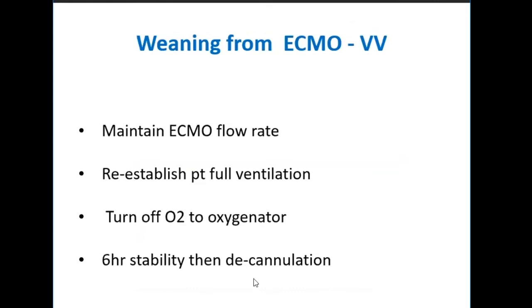Weaning from VV ECMO is simple. You just maintain the ECMO flow rate and you stop the blender. That means you have stopped the oxygen supply and your patient is maintaining oxygenation with conventional ventilation, with increasing FiO2 as the patient demands. If this is maintained for 6 hours, a stable period, you can think to decannulate the patient and wean the patient from VV ECMO. So VV ECMO weaning is relatively simpler in comparison to VA ECMO.